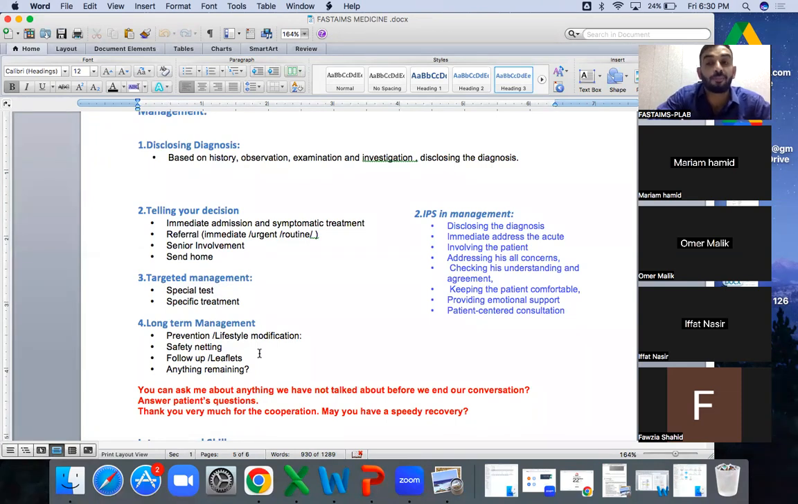Then the long-term management is again important here. Why is it important? Because as a GP, you have to send many patients on lifestyle modification, prevention, therapy, everything, or safety netting. Never forget about that. 70% of the cases carry marks in safety netting. Everything carries safety netting. So do the safety netting. Then offer the leaflets, and again ask if there is anything remaining you want to ask.